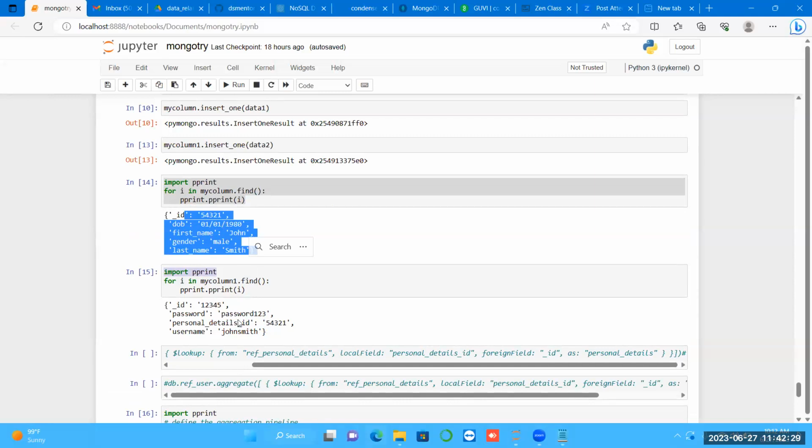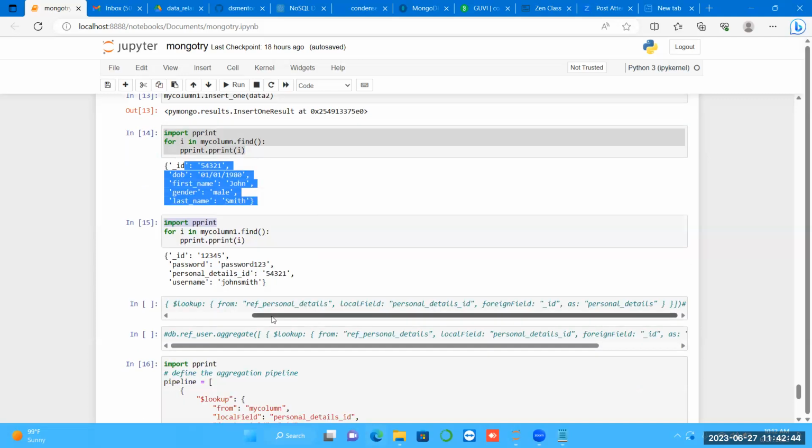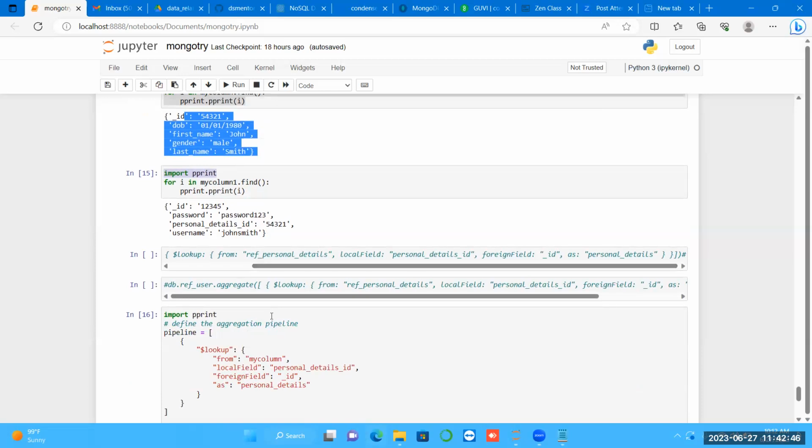Okay, just 1 minute. ID, user ID, aggregate pipeline. What is wrong? It is the same as what we are doing, right? Something is wrong, which is not fetching the data properly. My column 1 is the user details, right?